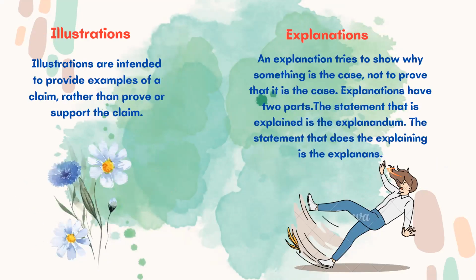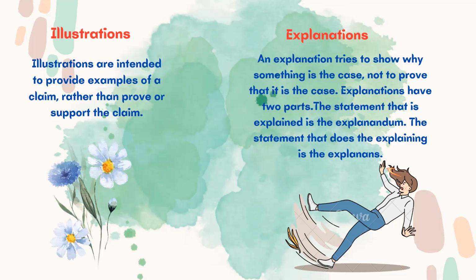And the other one is illustration. Illustrations are intended to supply examples of a claim rather than prove or support the claim. I give an example. Many white flowers are edible. For example, daisies and daylilies are delicious in salads. In this, there is illustration rather than argument. It's not convincing proof for a conclusion.